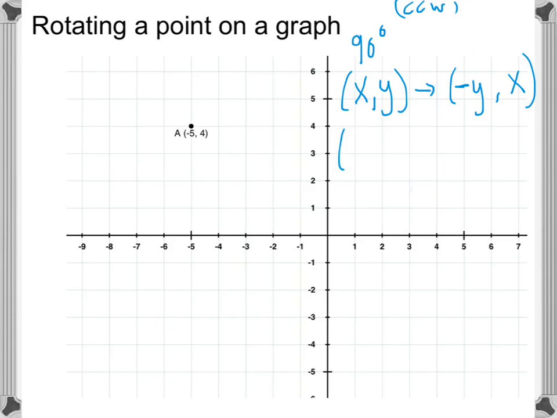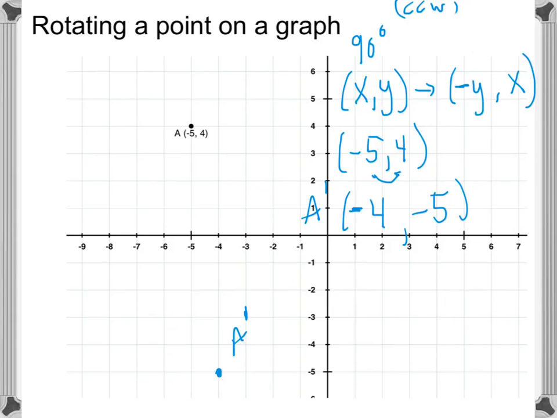So let's try it with A. Let's go -5, 4. That's what it was before. And then what you do is you switch those around. Actually it's -5, +4, isn't it? So we take -5, +4. We flip these around, so we'd have 4, -5. And we also want to make the first coordinate negative. Okay, so this is A prime. It's been rotated 90 degrees. So it's -4 and -5. This is A prime.